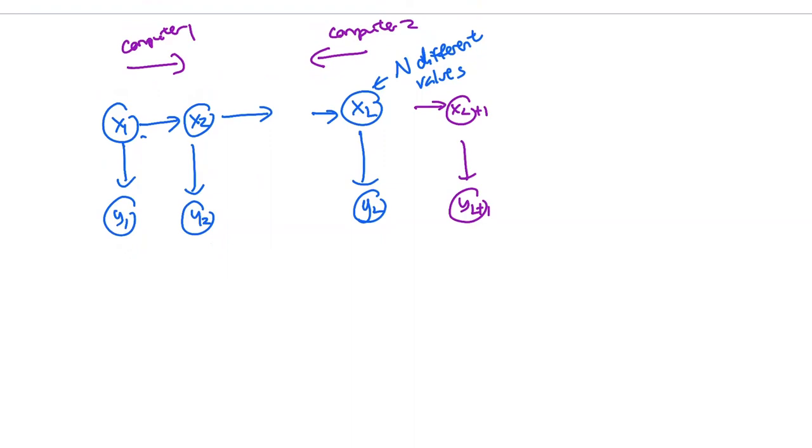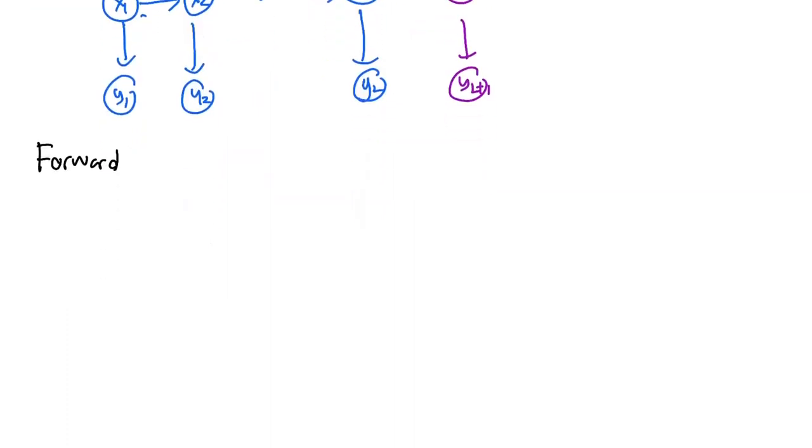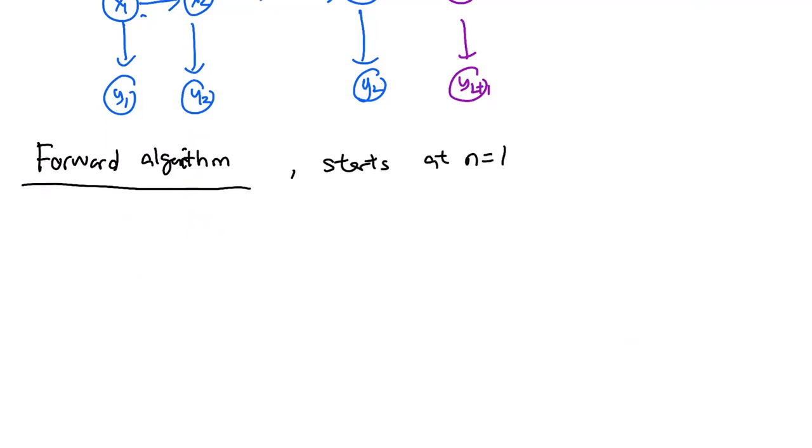Okay, so we'll talk about the forward part first. Like its name, the algorithm starts at time 1, so starts at n equals 1, and goes forward in time.